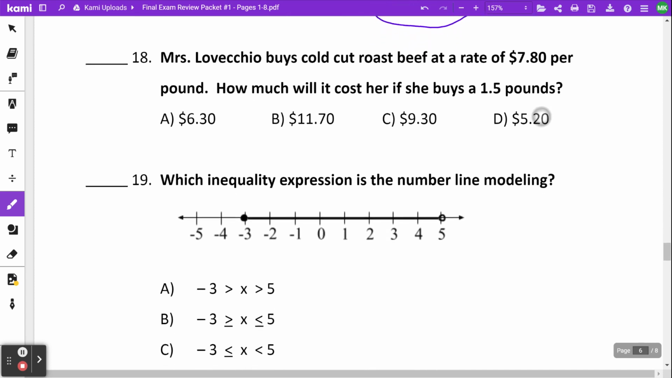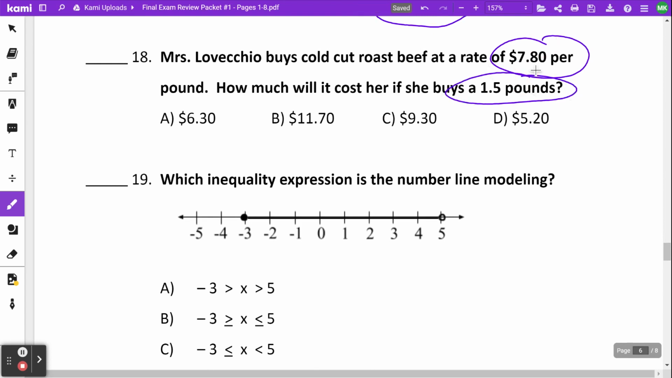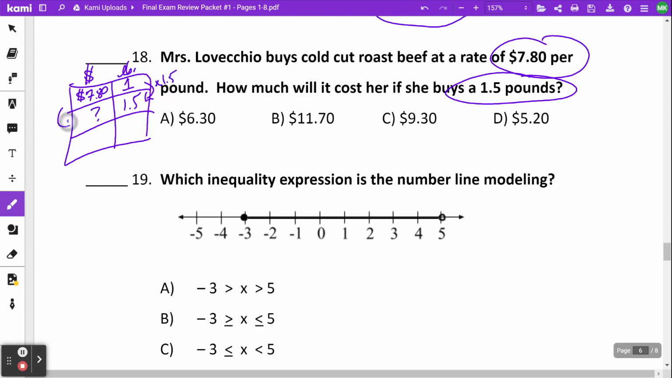Okay, so Mrs. Lovecchio buys cold cut roast beef, yummy, at a rate of $7.80 per pound. Well, what does it actually cost if she purchases 1.5 pounds? Now you can do a straight multiplication on that, or you can say, hey, ratio chart land. Here we go. So per pound, right? So we're talking about $7.80 for 1 pound, right? 1 pound, right? And then dollars, right? And if she buys 1.5 pounds, then how much is that? So that's a multiply, right? So times 1.5 times 1.5. It shows you to do that.